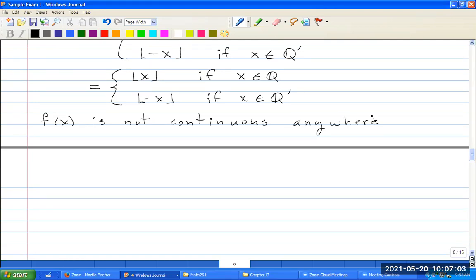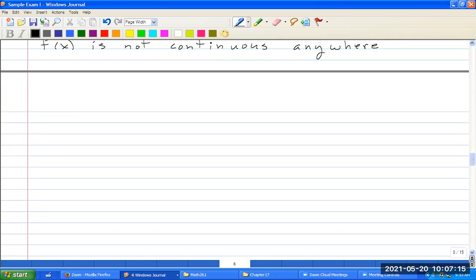Okay, so let's just suppose... let's look... maybe I'll give you the idea. Suppose I had some number here, and it was between n and n plus 1, okay? And it's positive. Then, if I take a rational number in here, then the floor will equal n.